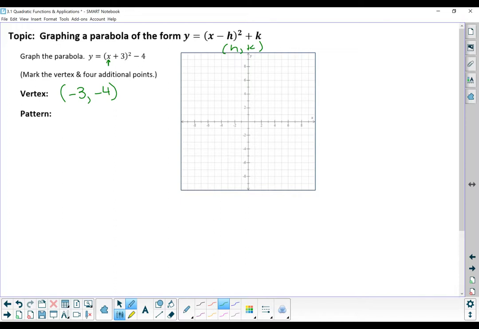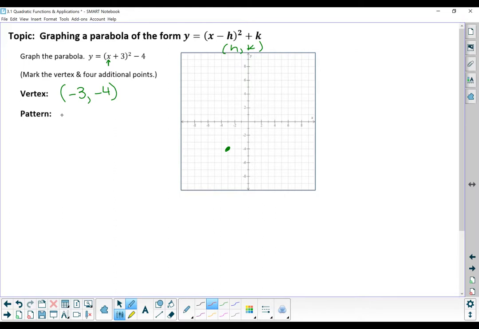And then the k value does not change signs. The sign matches what's in the equation. So our vertex is at -3, -4. Especially in ALEKS, if the grid is counting by 2s like this one on the screen, make sure that you're very careful about placing your points.